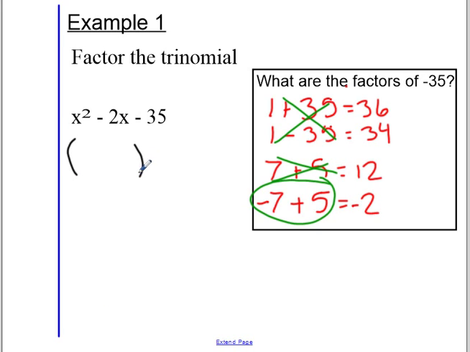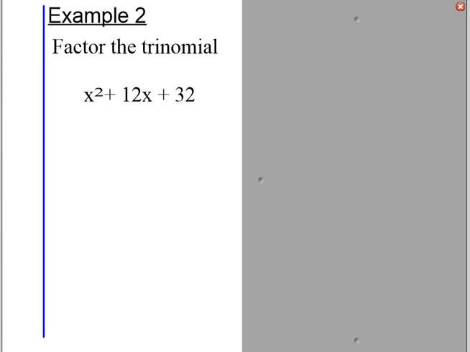All of our answers are going to have two sets of parentheses for the binomial. X squared is only created by doing x times x. So our problems today are going to have this x in both of the parentheses. We have negative 7 as one of our pairs of numbers that works for negative 35 and negative 2, and 5 is the other number of the pair. This is our answer. Let's try that one more time with a different set of numbers.